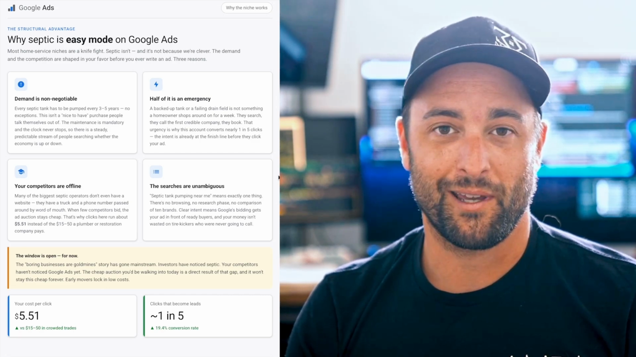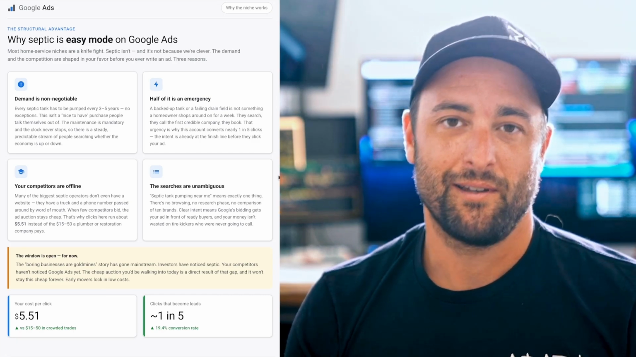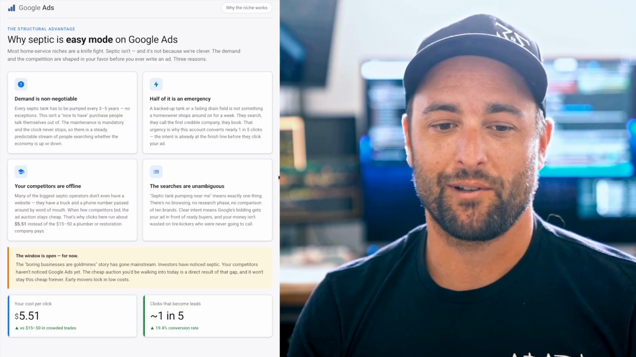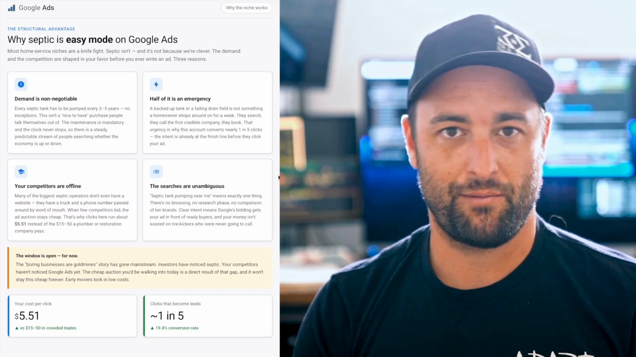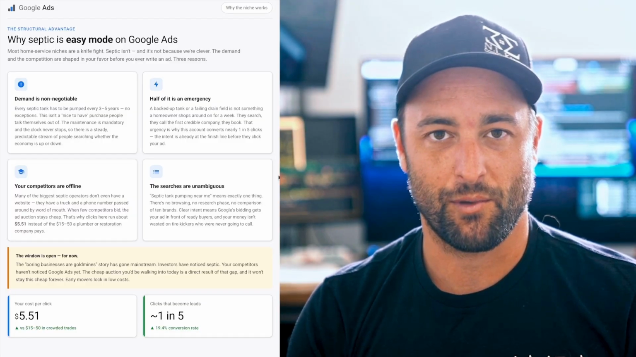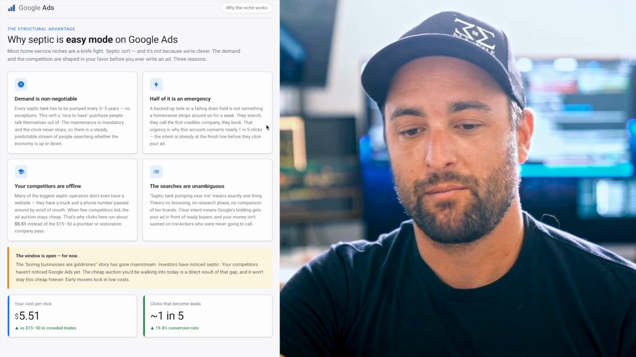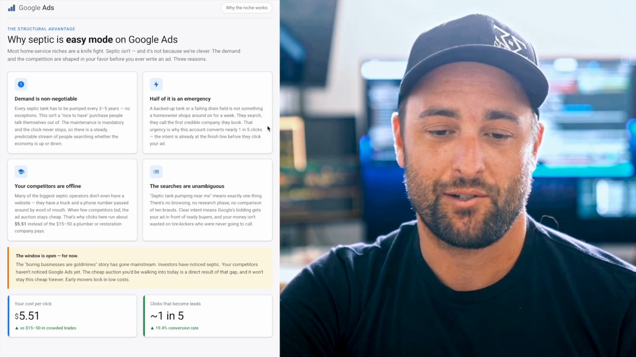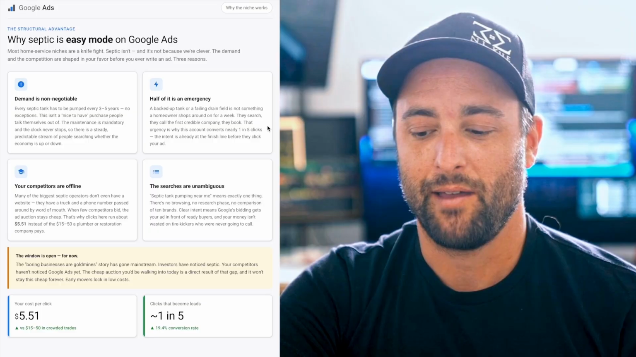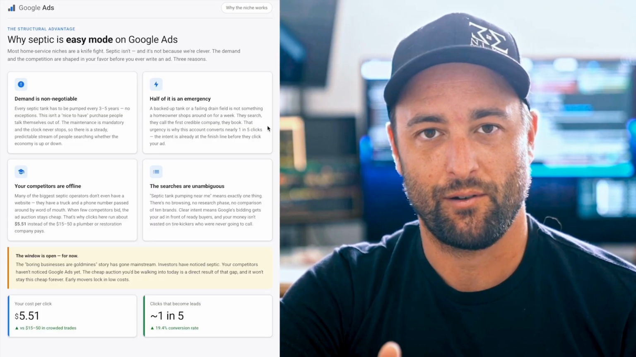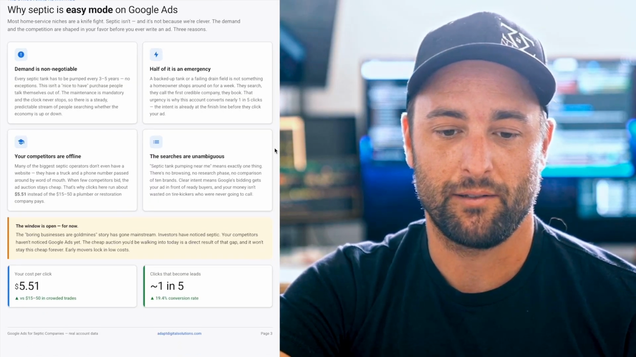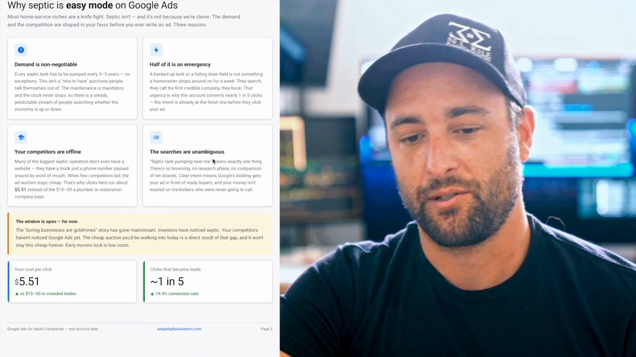And the ones who are doing it, they're typically pretty busy. They're not too desperate for work, so they don't put that much time and resources into their marketing. So it's very uncompetitive. Half of it's an emergency. So if somebody has an emergency situation, they need it right away, that kind of situation always lends itself really well to Google Ads, and the search is unambiguous.